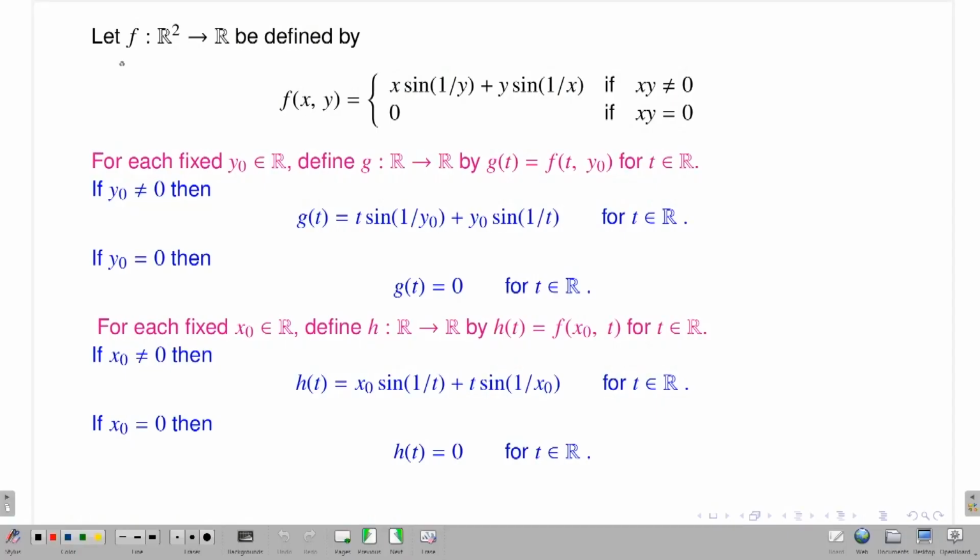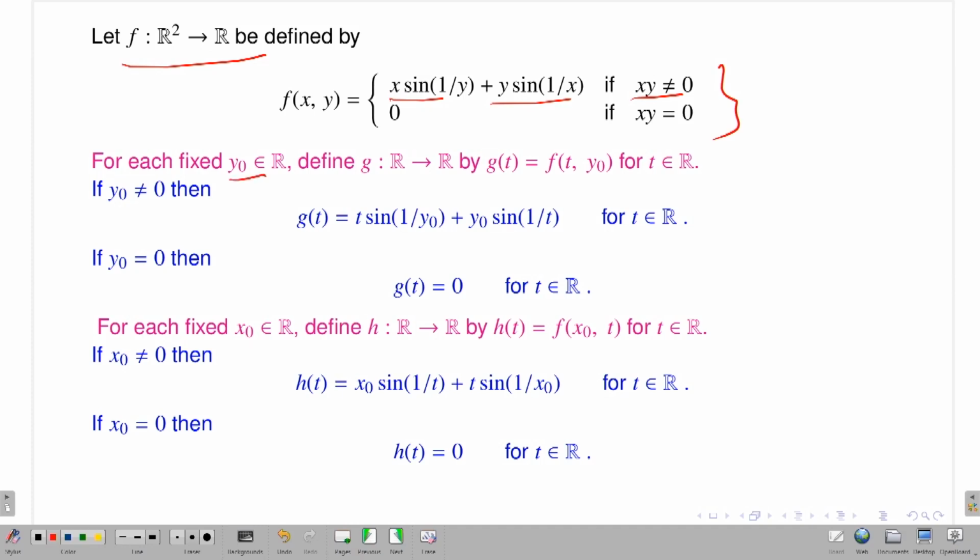So let's see. Yes, this is another example. I have a function f from R2 to R, which is defined like this. I think you might have seen this kind of function in my earlier slides. How do I define it? If xy is non-zero, it is x sin 1 by y plus y sin 1 by x, and 0 if xy is 0. Now let's see how the functions small g and small h look, from R to R.